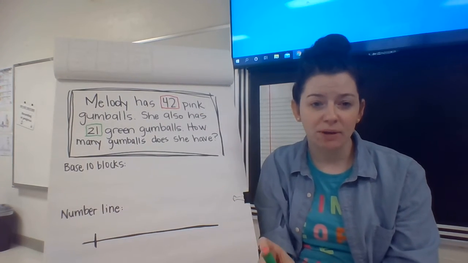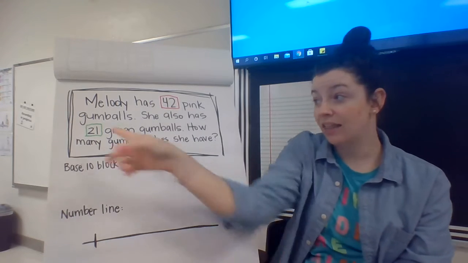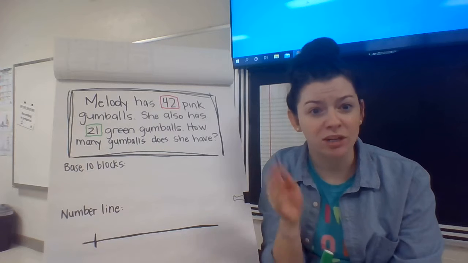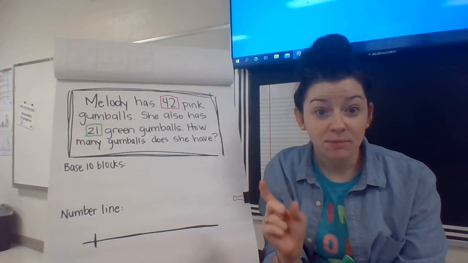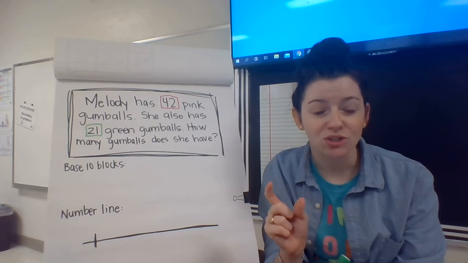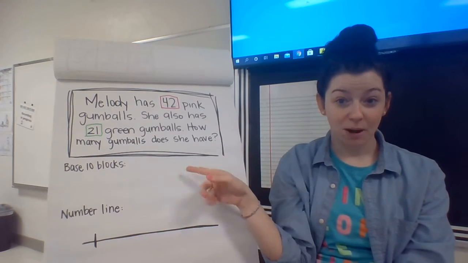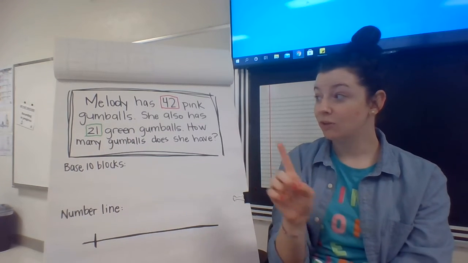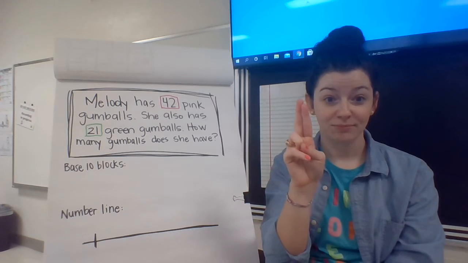And I normally put boxes around my numbers because sometimes in a word problem, the numbers will be written like this with digits, and sometimes they might be written as words. We talked about word form last week or so, and sometimes numbers are written in words. So we have to read carefully and find all the numbers. Here, I'm going to show this problem with base 10 blocks. Here, I'm going to show it on the number line. So we know she has 42 pink and 21 green, and we want to know how many she has. So we put together.